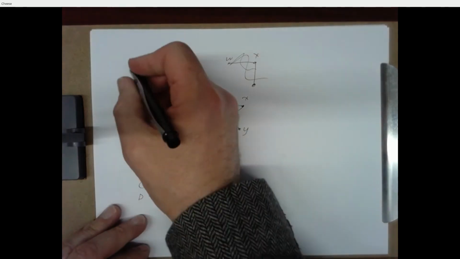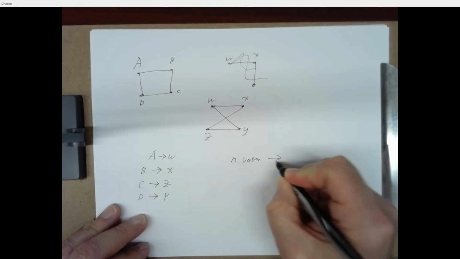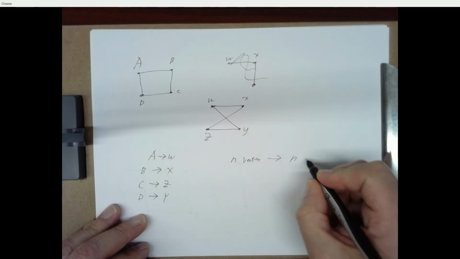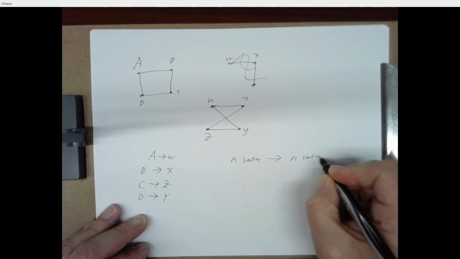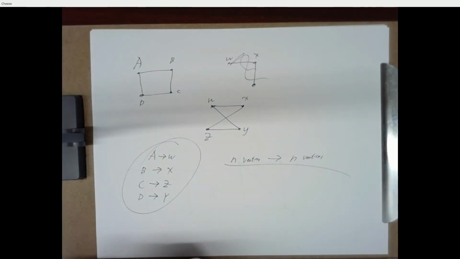Because if you have n vertices, and you're trying to map into another set of n vertices, how many possible maps can we establish? How many ways can we map n things to n things? N squared? No, it's n factorial, right?